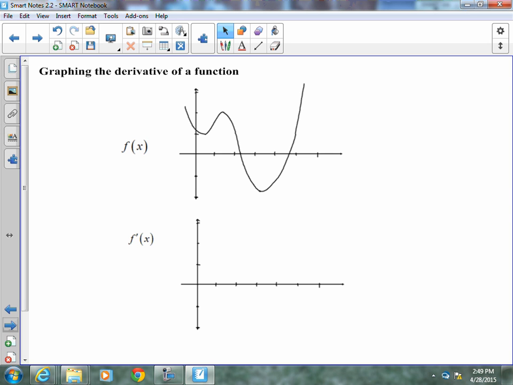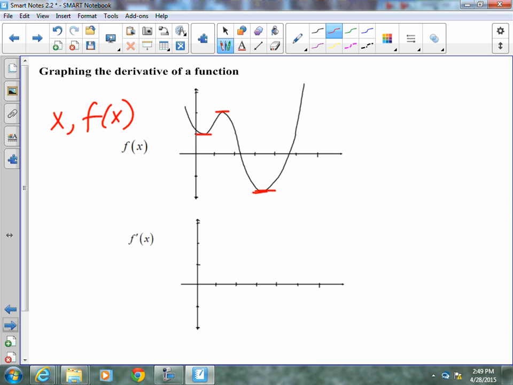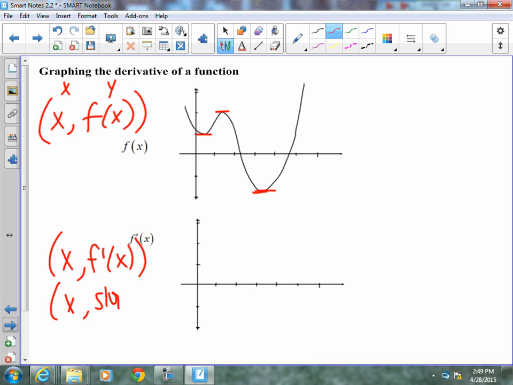If you notice, the slope at all three of these points is 0. That matters because up here, our points are x, f of x, or x, y, right? Down here, it becomes x, f prime of x, or x, slope from the picture above. That's what we're talking about.